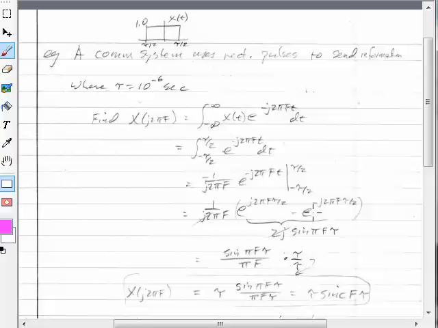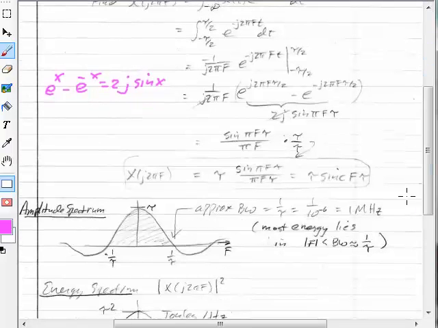Recognize that this is an Euler identity. Remember, e to the x minus e to the minus x is 2j sine x. Okay, so that makes it easy to simplify. The two j's cancel, and we get pi f in the denominator and sine pi f tau in the numerator. So a real simple one to do.